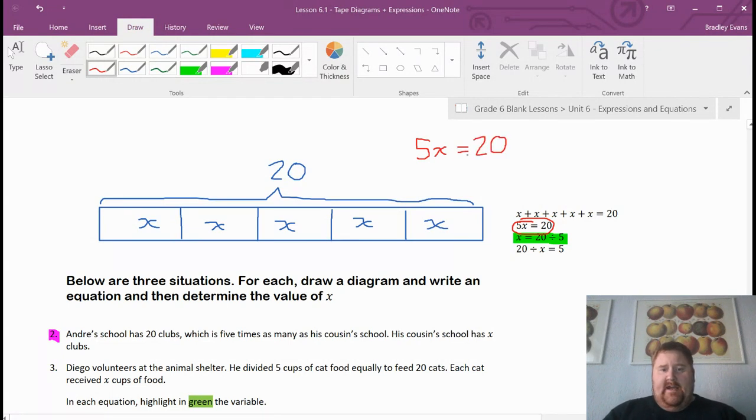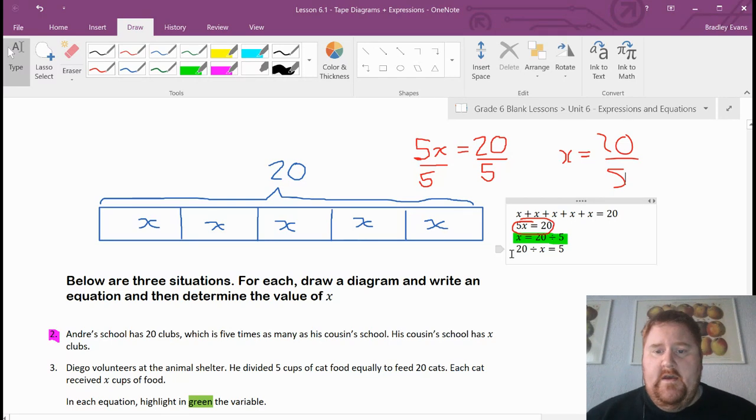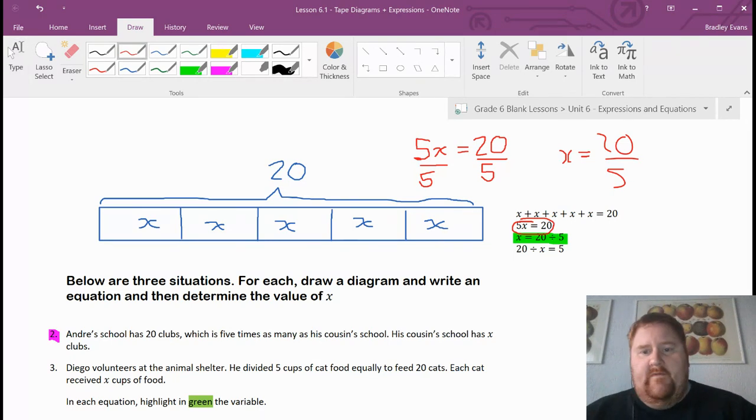Now, in order to get x by itself, you need to undo whatever operation is there. So we know that a coefficient is going to multiply x. In order to undo that, you're going to have to divide by that number. So you divide this side by 5, divide this side by 5, and you're going to be left with x equals 20 divided by 5, which is the same as my green one here. Let's solve that. We're going to get x equals 4.